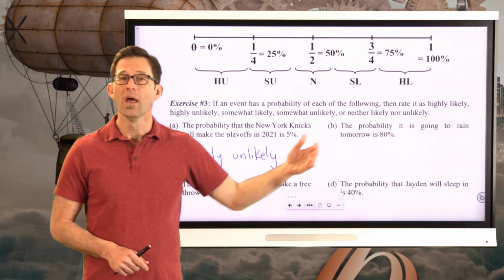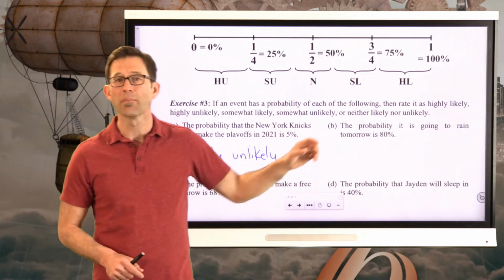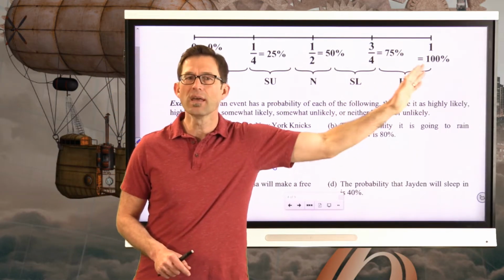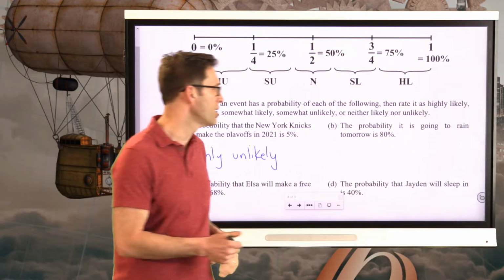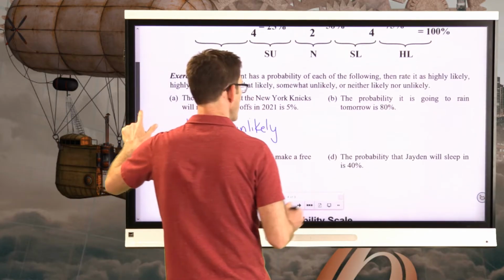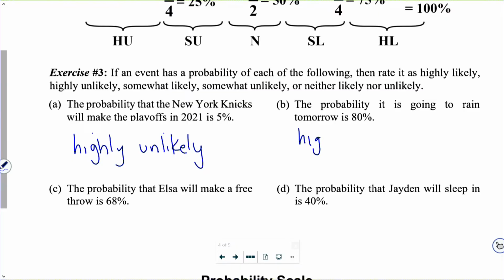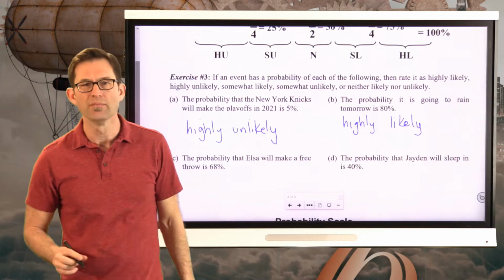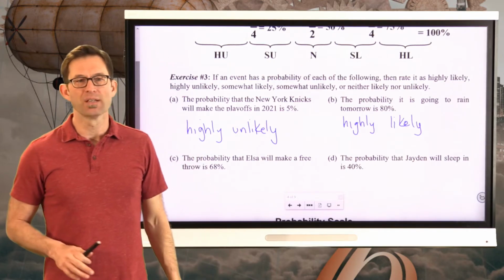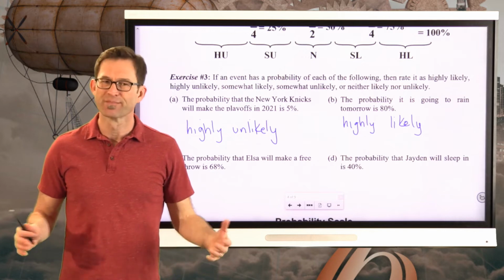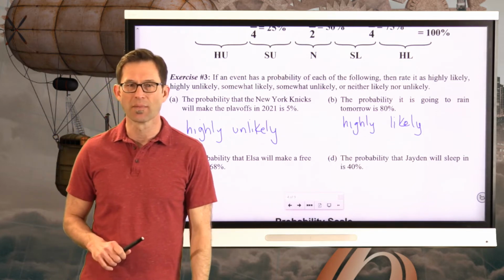All right, so letter B. The probability it's going to rain tomorrow is 80%. That's getting up here. That's starting to be the highly likely scenario. I mean, it's kind of close to the somewhat likely scenario, but I'm going to go with highly likely. 80% is pretty good. You know, if there was an 80% chance that I was going to pass a test, I'd say that's a pretty highly likely chance I'm going to pass.